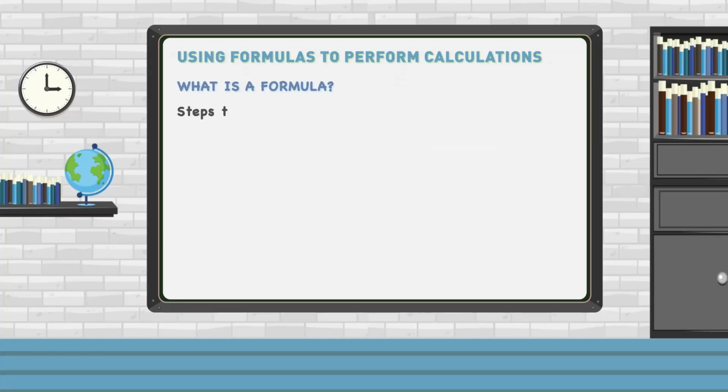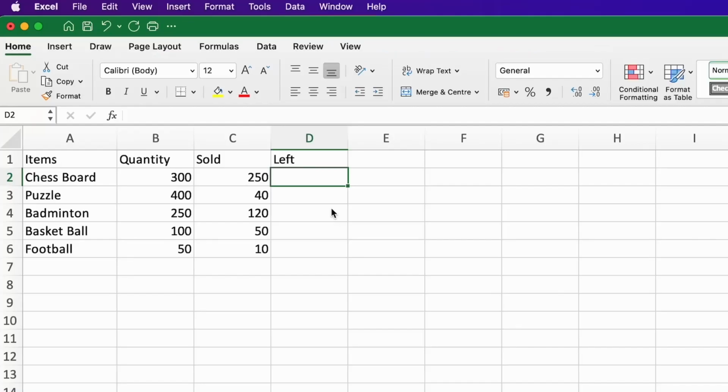And here are the steps to subtract one value from another. Start by clicking the cell in which you want to enter the formula. Now type the equal sign. Then click B2 cell and then type the minus sign. Next, click C2 cell and press enter to give the answer. And look, we have the answer right here.